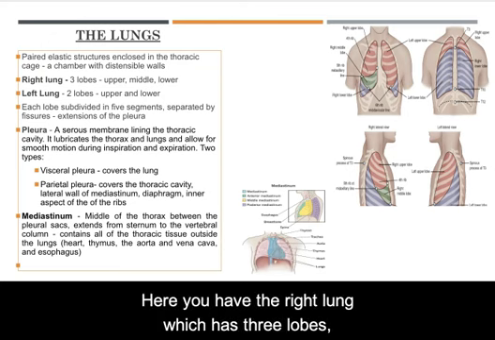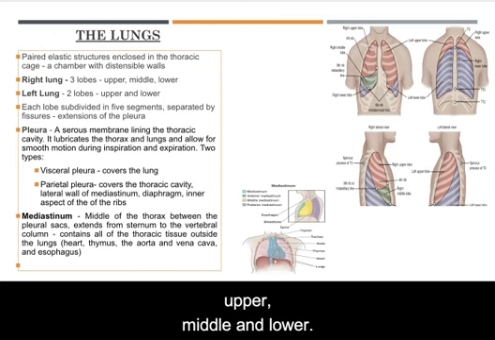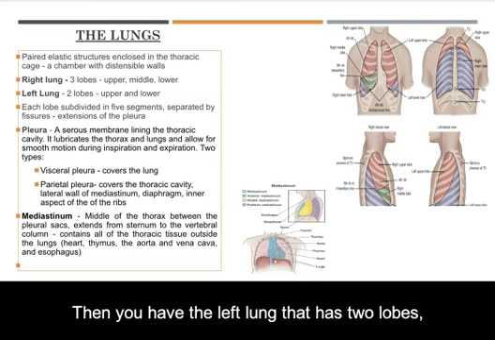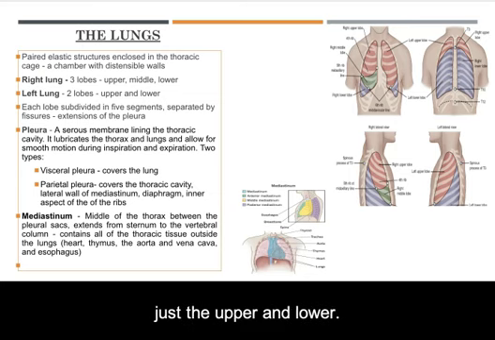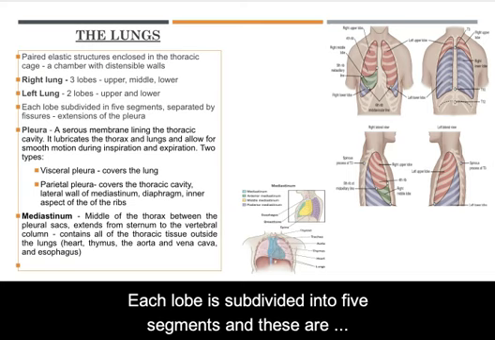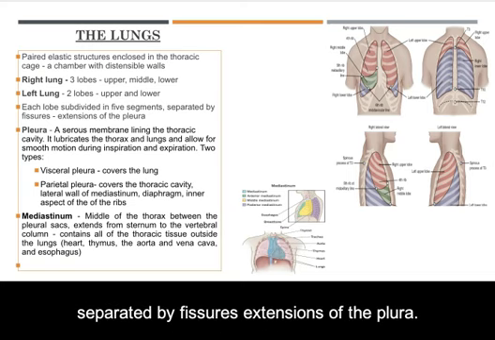So let's look at the lungs here. You have the right lung, which has 3 lobes: upper, middle, and lower. Then you have the left lung that has 2 lobes, just the upper and lower. Each lobe is subdivided into 5 segments, and these are separated by fissures, extensions of the pleura.